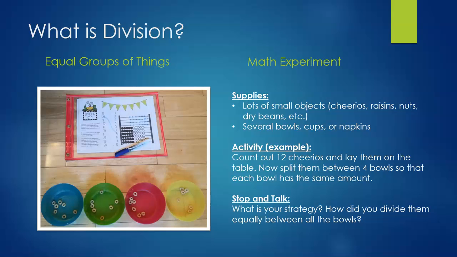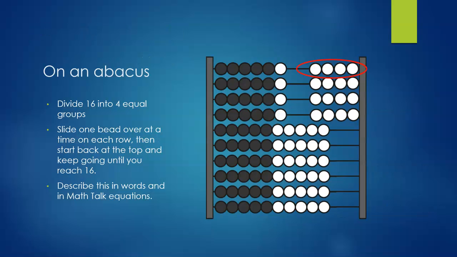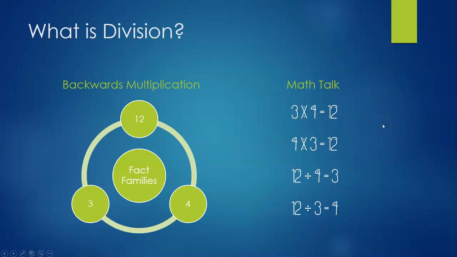So you see division as equal groups of things. And then we move on to the abacus just to keep it consistent, dividing a number like 16 into 4 equal groups. We'll go through and show what that means, putting one bead at a time until you have equal groups, and then there would be 4 in each group of 4. So we look at division that way. And then we talk about division as backwards multiplication.